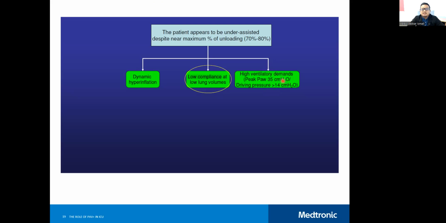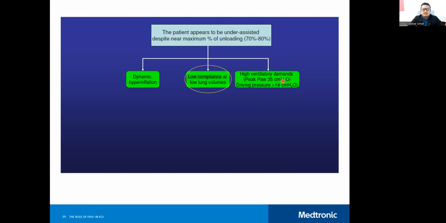So you may need to think of safety to protect the lungs. Probably you need to sedate and probably need to paralyze if the patient really is having high ventilatory demand, high ventilatory drive, which can cause high pressure, so patient self-inflicted lung injury.